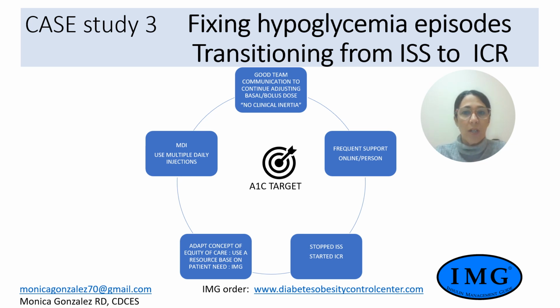I'm pleased to share my case study number 3. It's about how to decrease hypoglycemic episodes by transitioning a patient from insulin sliding scale to insulin carb ratio system. This 68 years old female has low literacy and she was complaining about frequent hospital visits due to hypoglycemic episodes. She was treated in a primary care facility. She couldn't have access to endocrinologists.